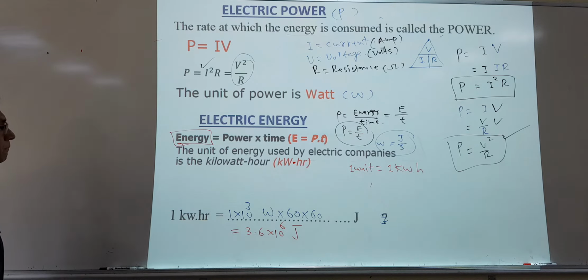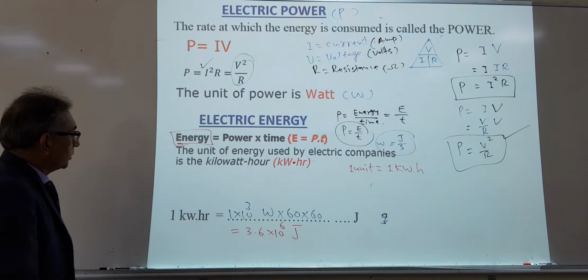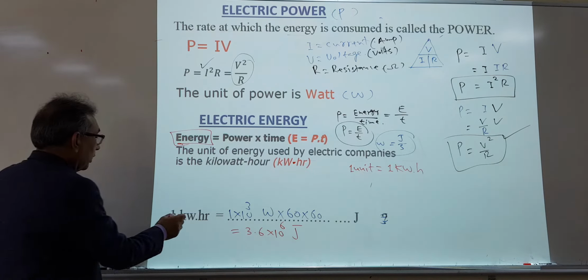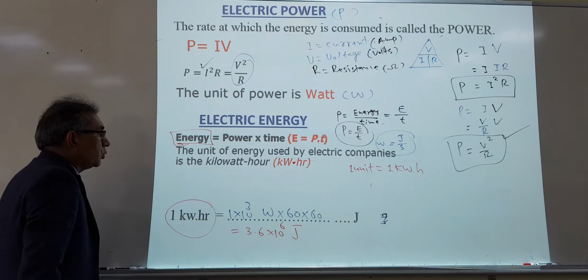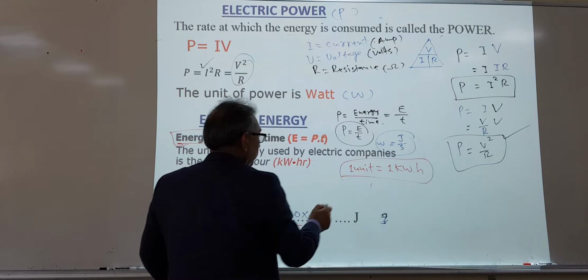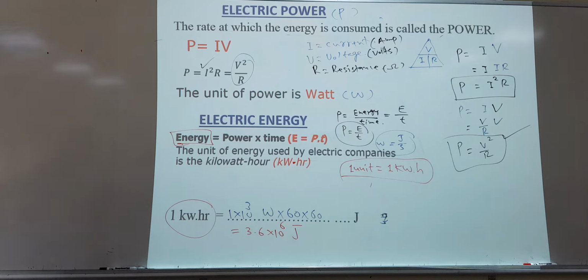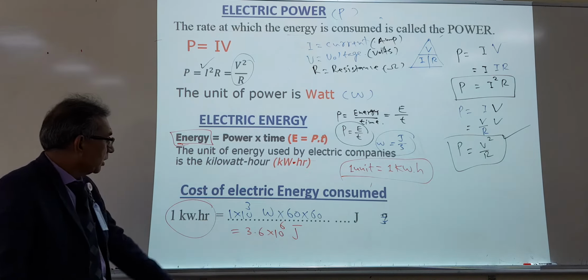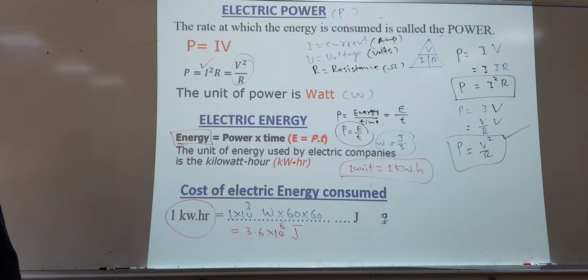Right? So this is how we convert this much of energy in joule, equal to 1 kilowatt hour. So this is one unit of electricity. Okay, 1 kilowatt hour is equal to 1 unit for the electricity. Right. So the cost of electric energy consumed we can calculate, as I told you: how many units you consumed, multiplied by the rate for 1 unit, the price for 1 unit, you can find out.